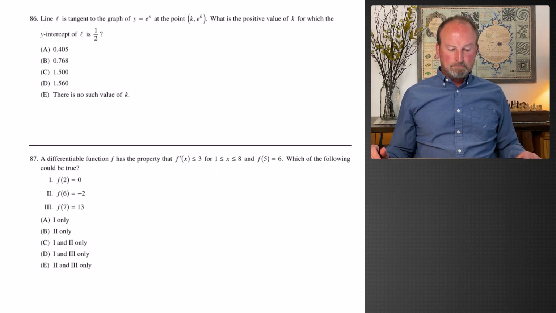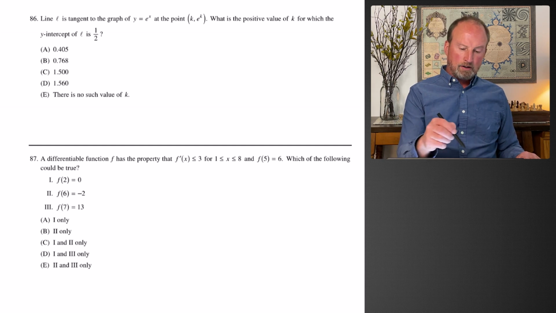Question 86. Line L is tangent to the graph of y equals e to the x at that given point. Find the positive value of k for which the y-intercept of L is 1/2. In order to find the equation of a line, I need two things: a point and a slope. I'm given the point already, right?